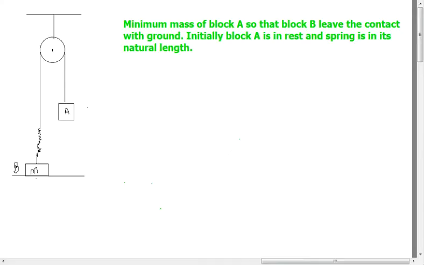The question is: find the minimum mass of block A so that block B leaves contact with the ground. Initially, block A is at rest, and the spring is in its natural length. Okay, guys, so come to the question.